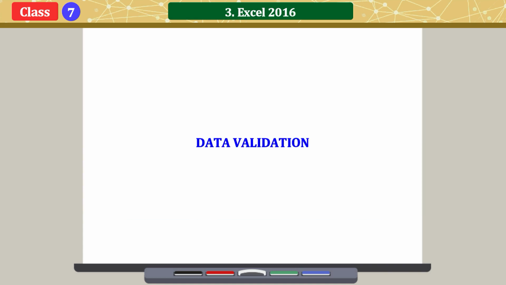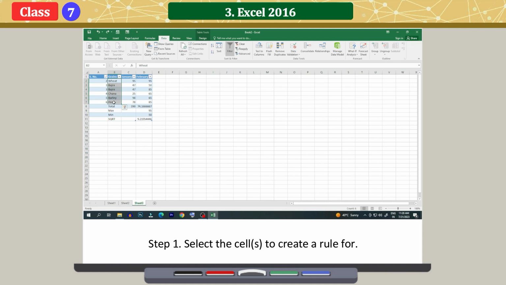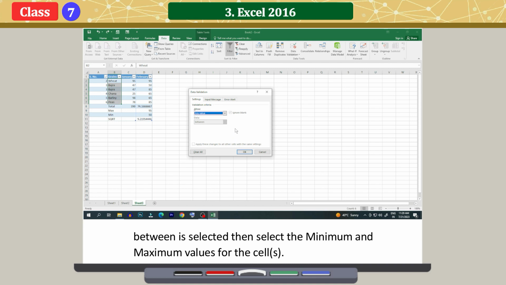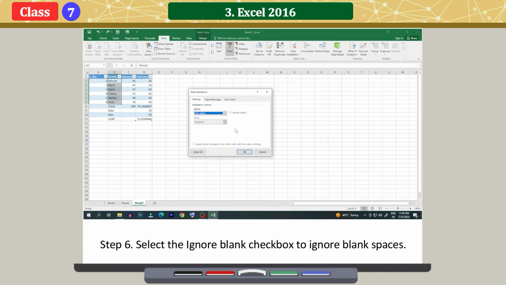Data validation. Select the cells to create a rule for. Select Data Tools and then Data Validation. On the Settings tab, under Allow, select an option. Under Data, select a condition. Set the other required values based on what was chosen for Allow and Data. For example, if Between is selected, then select the minimum and maximum values for the cells. Select the Ignore Blank checkbox to ignore blank spaces.